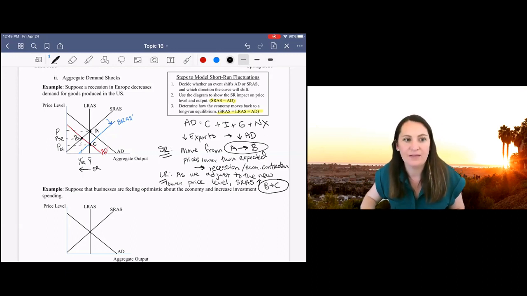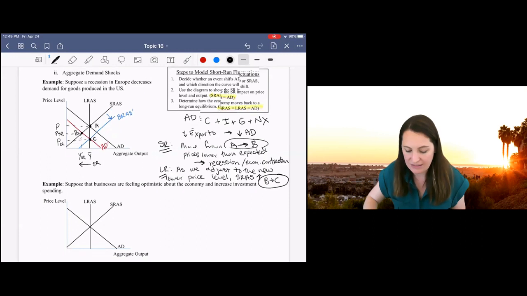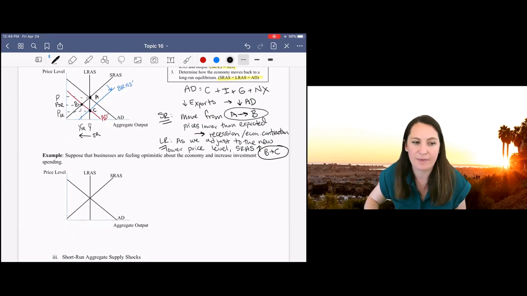All right. Now, I know that this can be a little bit confusing. So again, if you have questions, go to the discussion boards and come to my office hours, make an appointment with me. I'm happy to walk you through this again. We're gonna do one more example now, not of a recession, but an expansion based on a shift in aggregate demand.